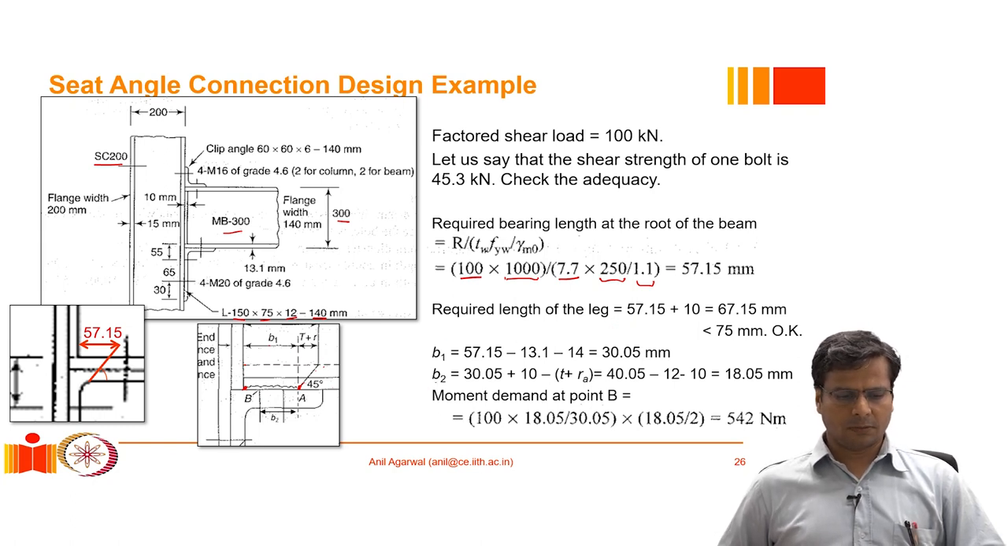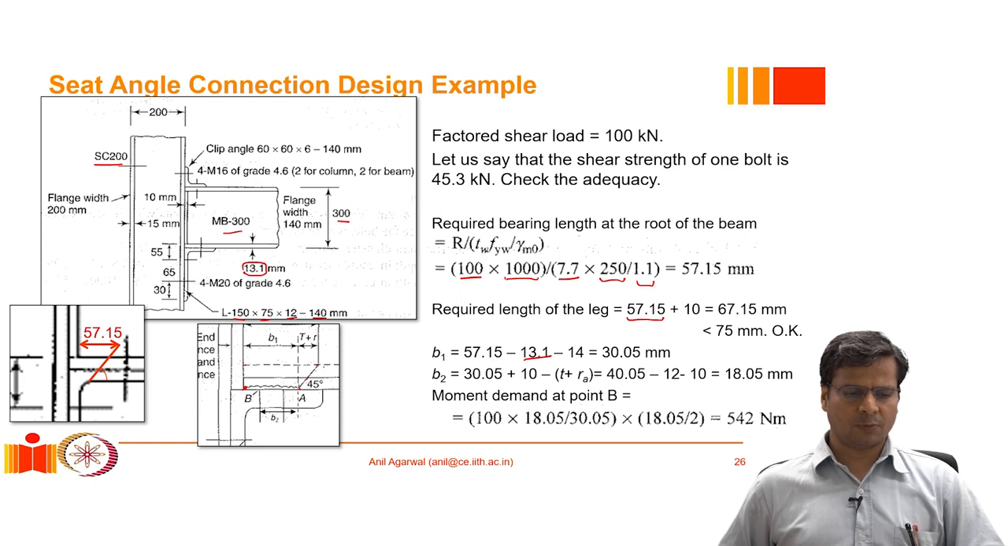Okay. Now, since we know that the area over which this stress is acting spreads starting from here to here at an angle of 45 degrees, we will take this 57.15 and remove the 13.1 millimeter. What is 13.1 millimeter? It is the thickness of the bottom flange of this beam.